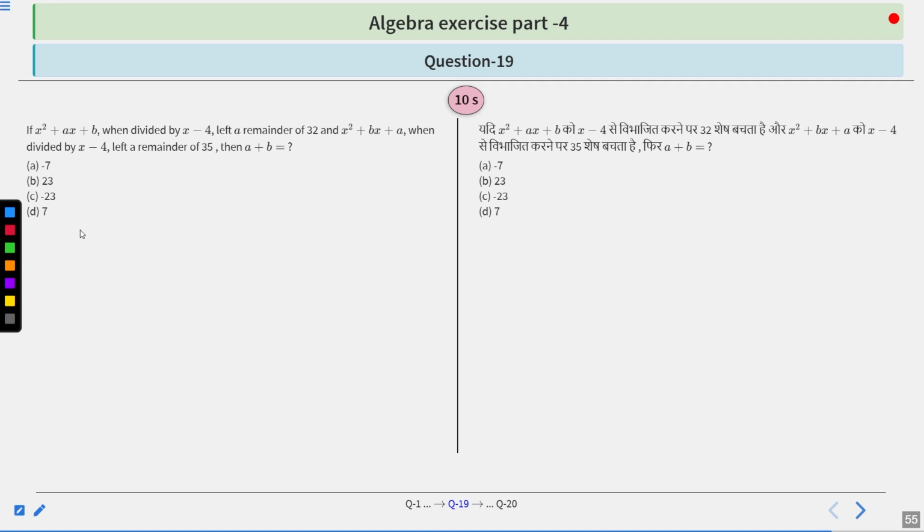Next, if x squared plus ax plus b when divided by x minus 4 leaves a remainder of 32, and x squared plus bx plus a when divided by x minus 4 leaves a remainder of 35, then a plus b is how much? Options are option A minus 7, option B 23, option C minus 23, and option D plus 7. These are the options.